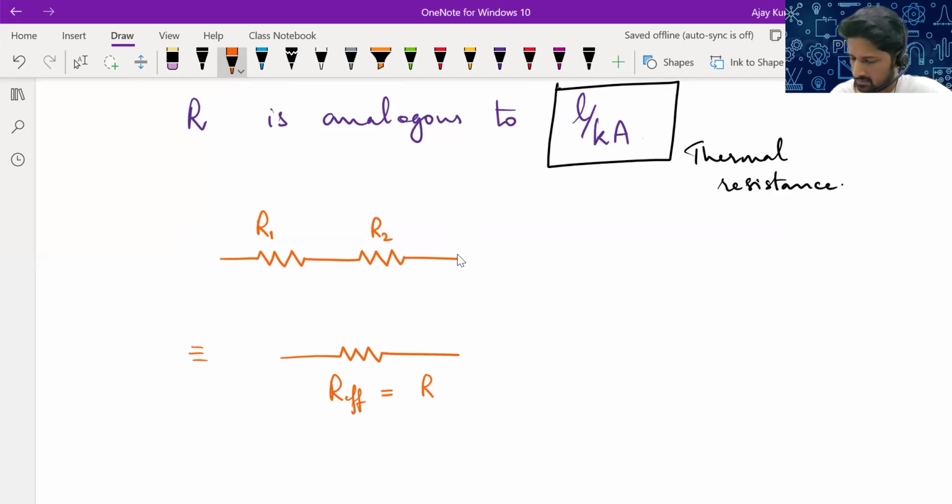R1 plus R2. However many resistors are connected in series, you add all of them. You can consider that as the effective resistance. Then it becomes easier to solve the problem. You can do something similar in heat transfer also, conduction of heat also.